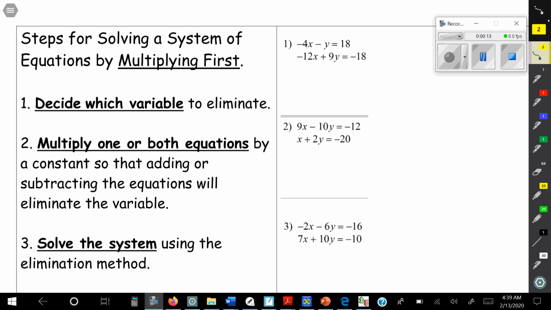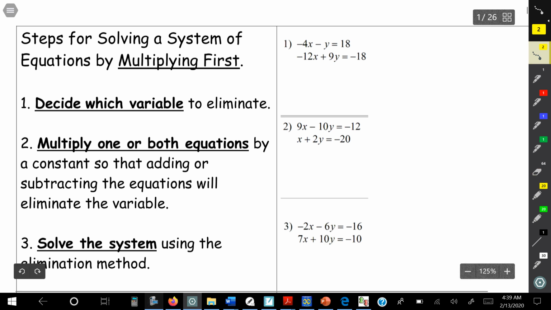Now, in a previous video, we did system of equations by elimination, and when we did those, all of our problems had the same number. Either they had the same coefficient in front of the x or the y, and had the same sign where you had to subtract, or they had the same number in front of the x or y, and different signs, and all you had to do was add them, and they would eliminate.